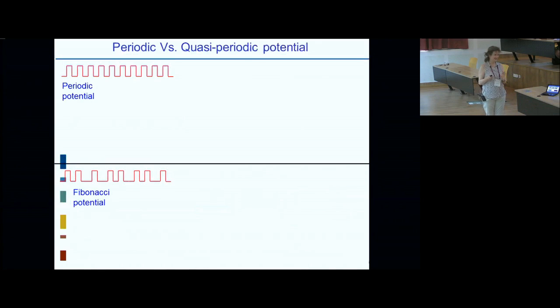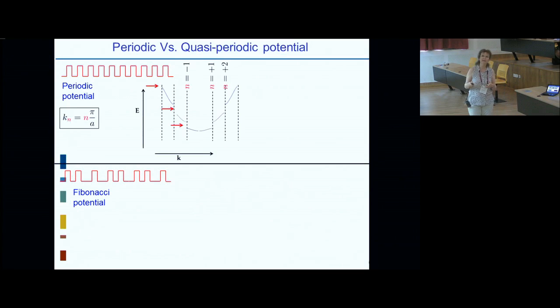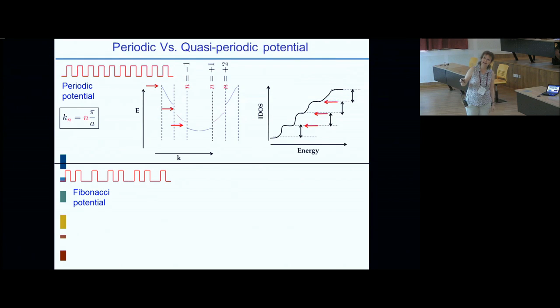So what do we expect for this kind of structure? If we go back to the periodic potential, we know that if we apply a periodic modulation to a free particle dispersion, we will open gaps at values of k which are a multiple of pi over A, A being the period of the potential, and the gaps are proportional to the amplitude of this perturbation. And what we also know from the Bloch theorem is that the number of states in each band is the same.